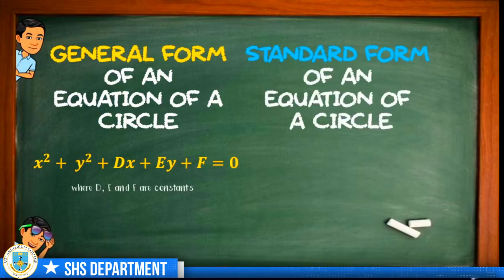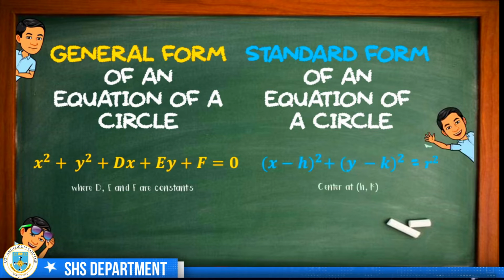On the other hand, we have the standard form of an equation of a circle. So that is of the form the quantity of x minus h squared plus the quantity of y minus k squared is equal to r squared, where the center is at (h, k).